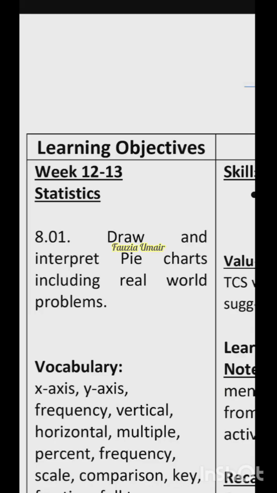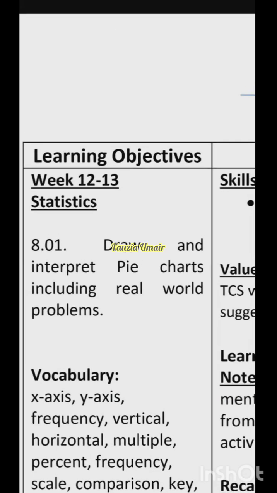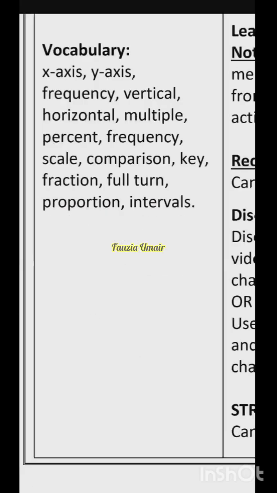Remember the past paper question you have sent me? The past paper question of pie charts you sent me. So they were the questions of interpreting the pie charts, right?